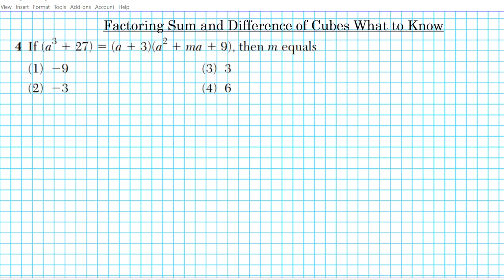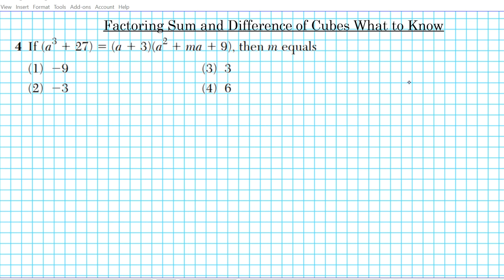Alrighty, let's take a look at question number 4. In question number 4, we're going to be making use of the factoring methods for sum and difference of cubes. Problem 4 reads, a to the third power plus 27 is equal to quantity a plus 3 times quantity a squared plus ma plus 9. Then m equals, so we want to find m.